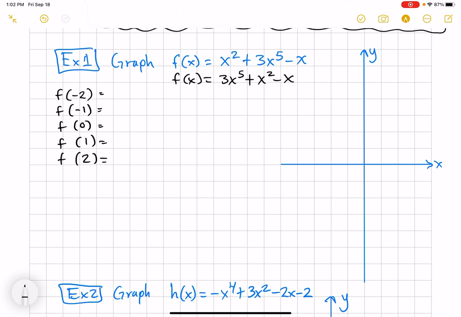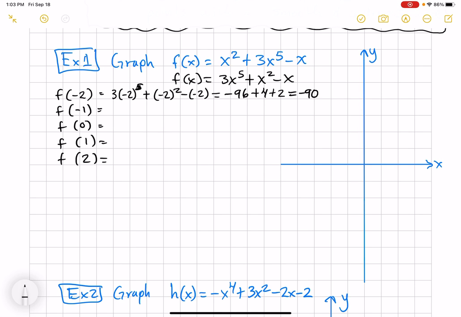When x equals negative 2, this is going to give us negative 32 times 3, which is negative 96, plus 4 plus 2. This is going to give us negative 90.